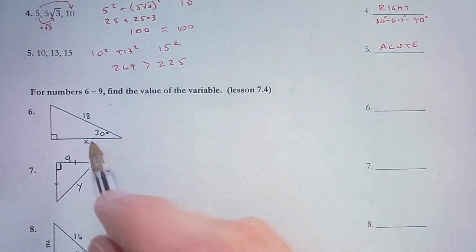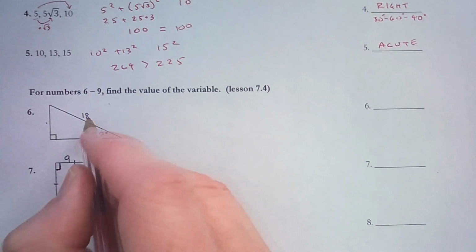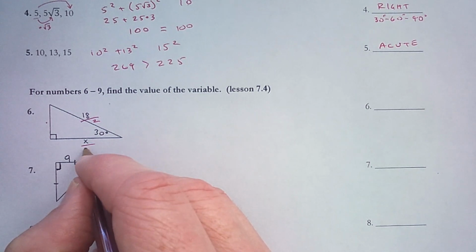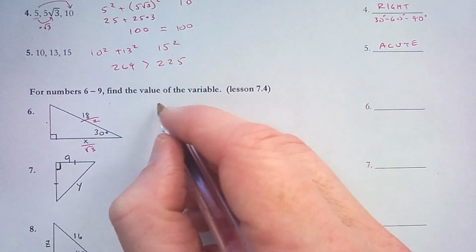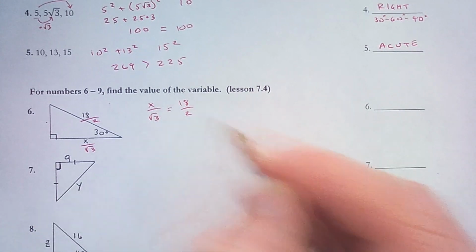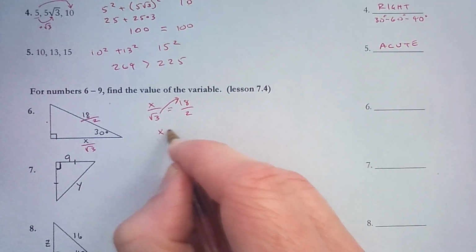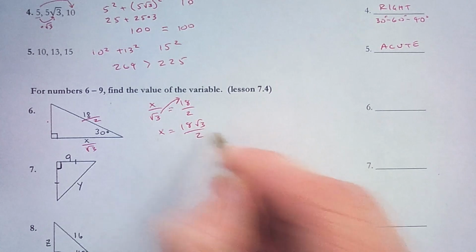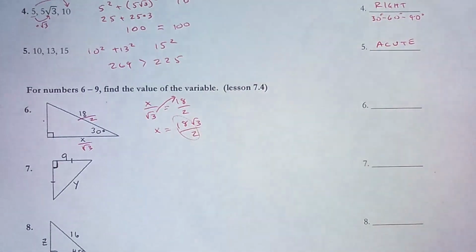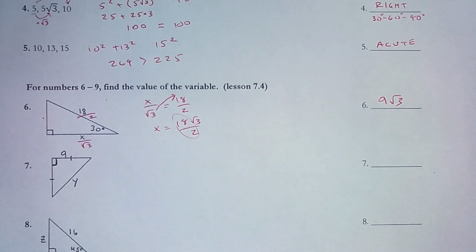Okay, then our special right triangles. First we have a 30, 60, 90. The short leg is to 1 as the longest side, the hypotenuse, is to 2, and the medium side, the longer leg, is to the square root of 3. So I have x is to the square root of 3 as 18 is to 2. I can multiply this across, so I get x equals 18 root 3 over 2. And 18 is divisible by 2. 2 goes into 18 9 times, so I have 9 times the square root of 3 as my final answer.